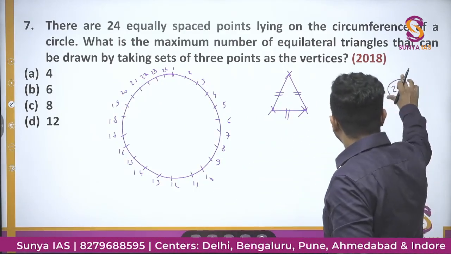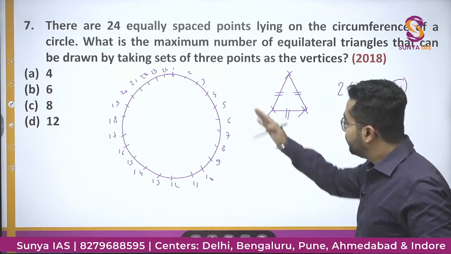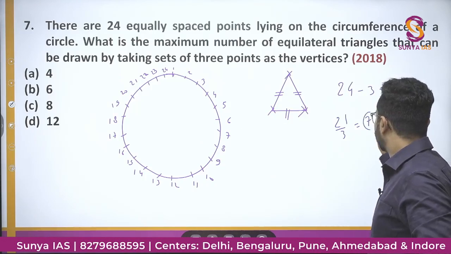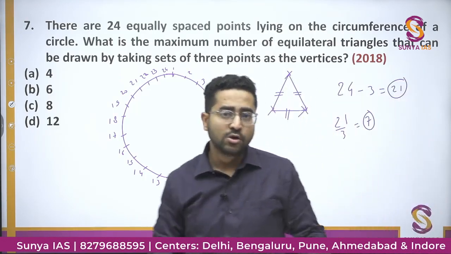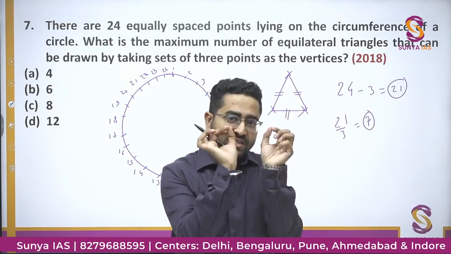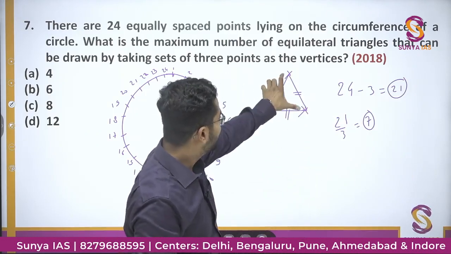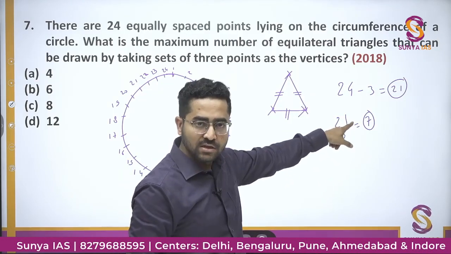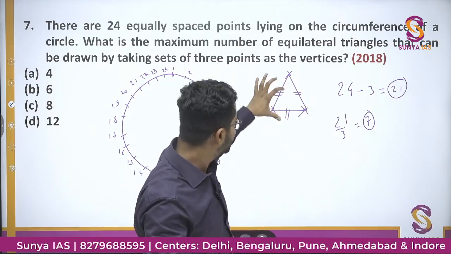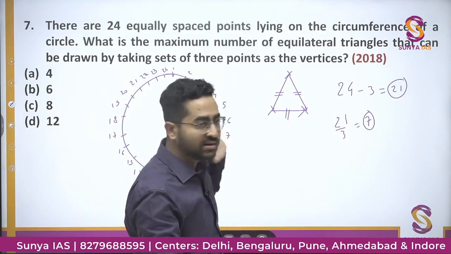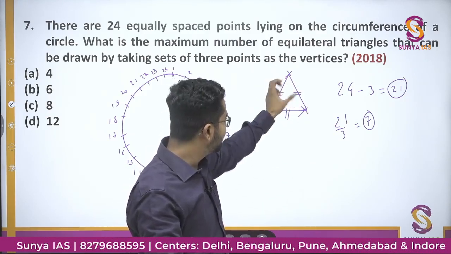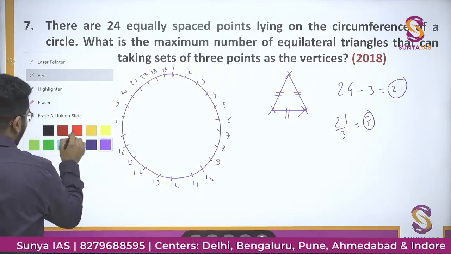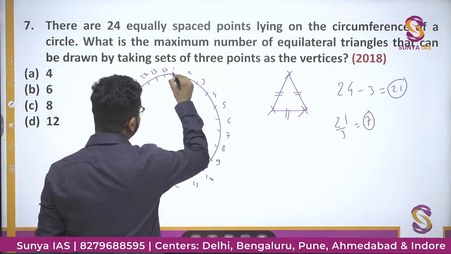So if there are 21 points and there will be 3 sides, that means 7. So there will be a gap of 7 points between 2 vertices, right? 7, 7, 7, then you will get 21. The length between all the vertices, that would be the side of the triangle, will be the same. So between these also there will be a space of 7, in this also 7, in this also 7. So let's say I assume that I am taking 1 as a vertex.